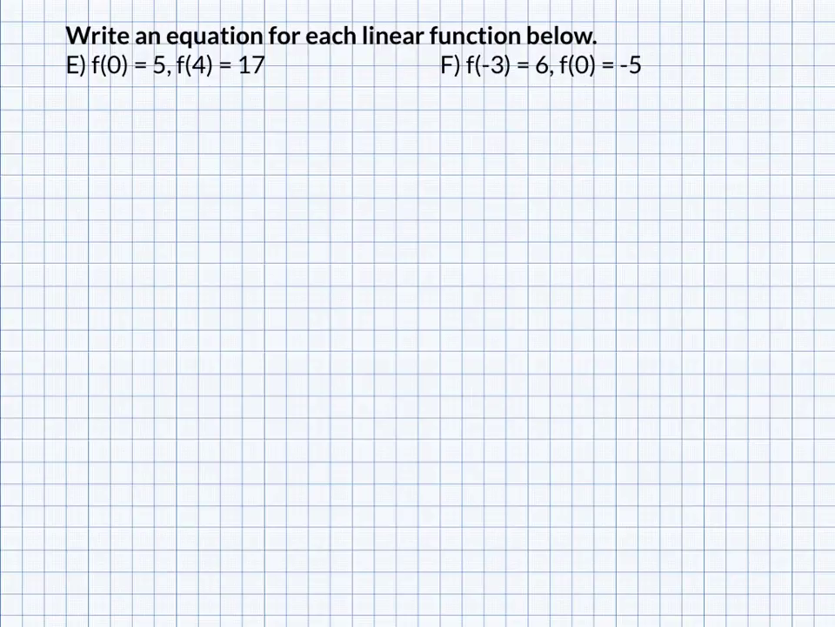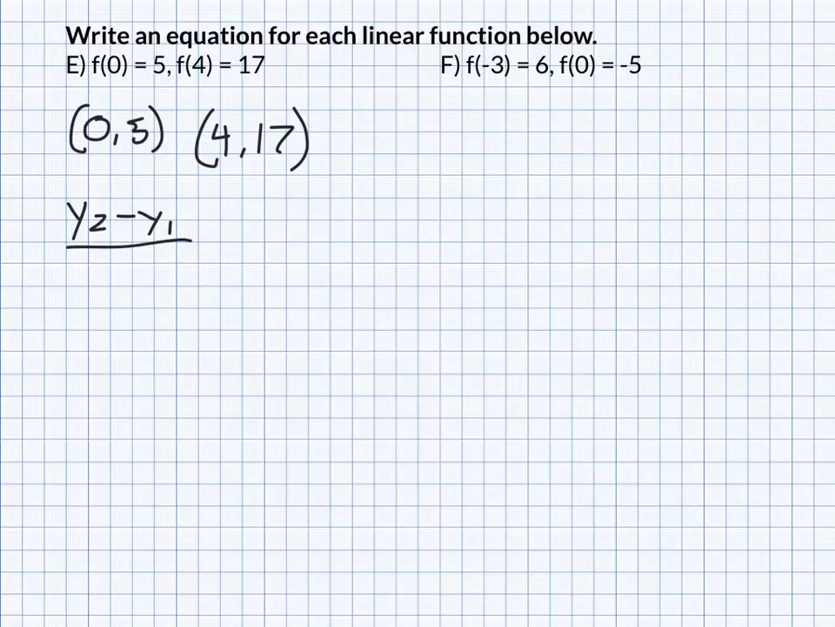We could write this actually as a set of coordinates. We could write 0, 5, right? That's the input and the output. And our other point is 4, 17. Input is 4, output is 17. Now we just need to find the slope. So to find delta y, or the change in y, remember we have to subtract the 2 y values, and to find delta x, we got to subtract the 2 x values. So it helps if we label these.